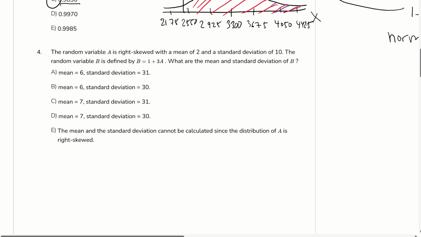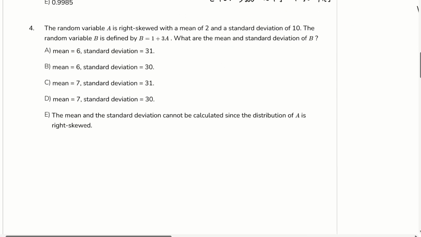All right. So number 4, random variable A is right skewed with a mean of 2 and a standard deviation of 10. The random variable B is defined by B equals 1 plus 3A. What are the mean and standard deviation of B? Okay. So they said that the mean of A is 2 and the standard deviation of A is 10. And they said that B is 1 plus 3A.